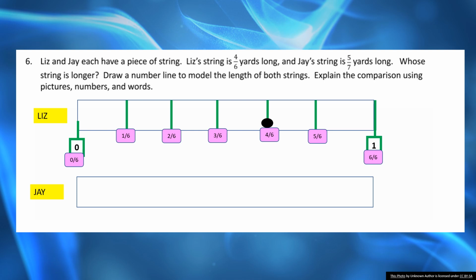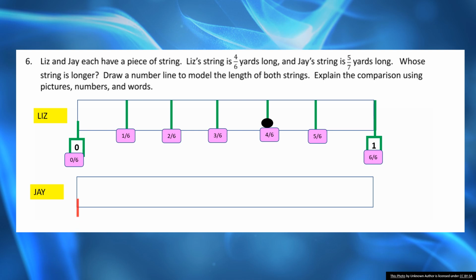All right, now we've completed the diagram or model of Liz's string. Now we have to complete a model of Jay's string. Jay's string is 5/7 yards long. So that means that we have to partition Jay's string into sevenths. So we have to turn our fraction strip into a number line. We're going to do the same thing.